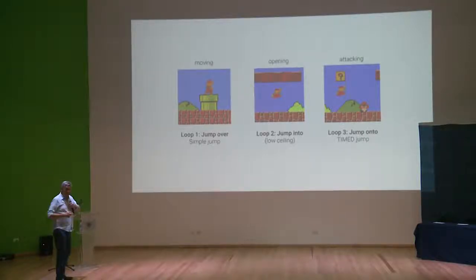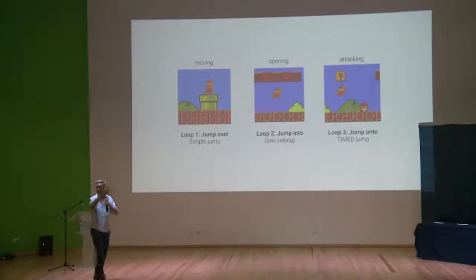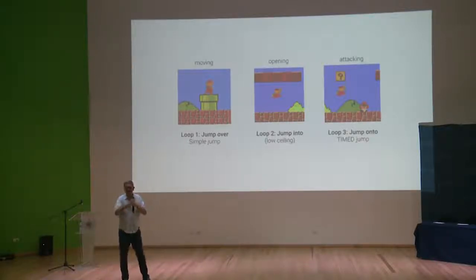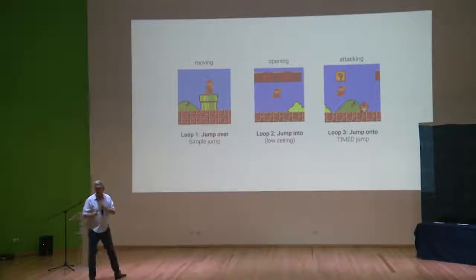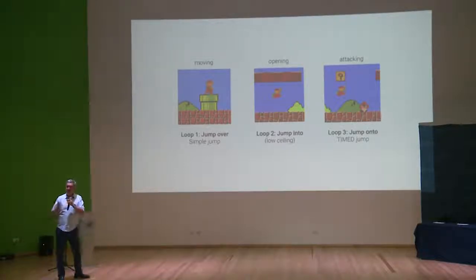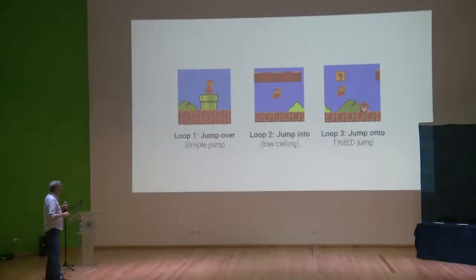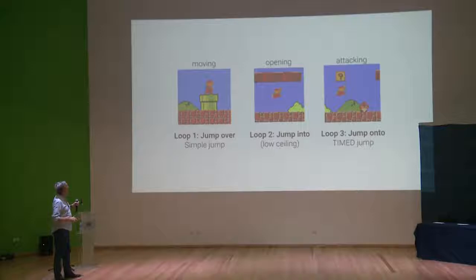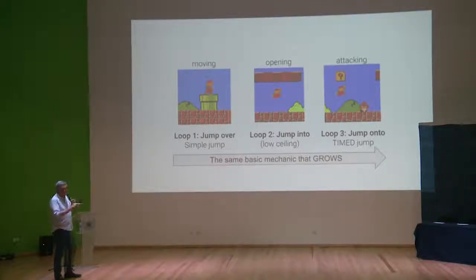And what we would do as designers is we'd say, oh, you can move, you can open, and you can attack. And we would have 3 separate icons for each one, right? Because we think of it in terms of features. And like, no, it's just jumping. And jumping can do all the things that we would have 3 separate icons for. So, it's the same basic mechanic.